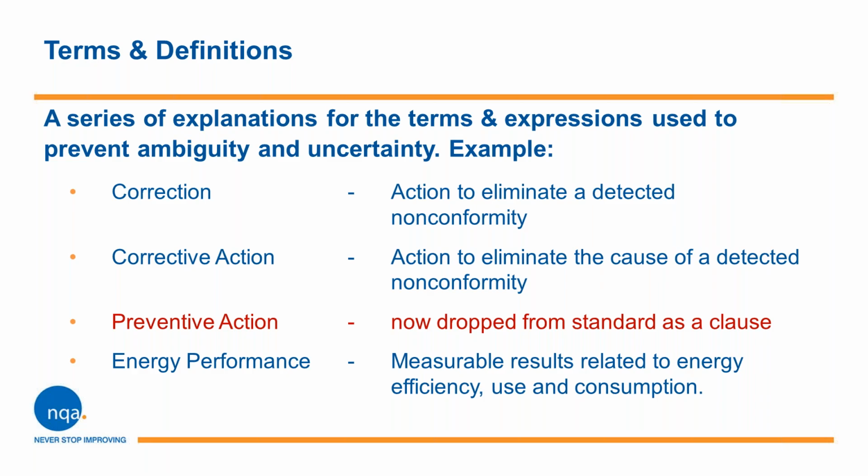Just a couple of explanations for some of the terms and expressions used. Obviously, the standard uses the term correction, which is an action to eliminate a detected non-conformity. The term corrective action is used as action to eliminate the cause of a detected non-conformity. The term preventive action has been dropped from the standard as a specific clause, and it's now deemed that clause 6, which is all about the planning clause, is actually the preventive action, which is trying to stop things going wrong, stop things happening in the first place.